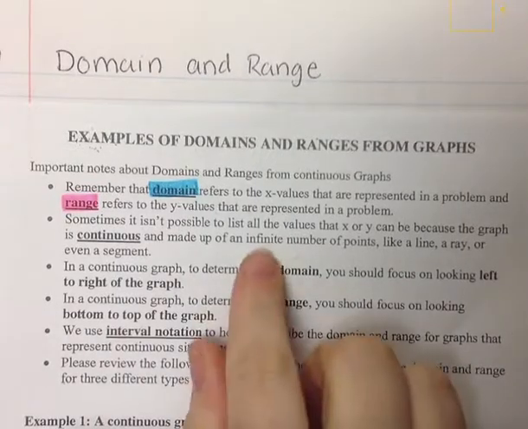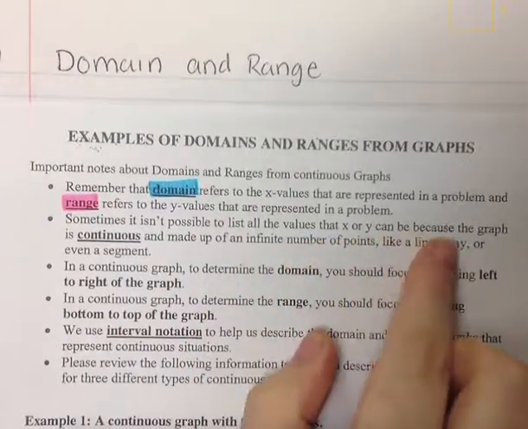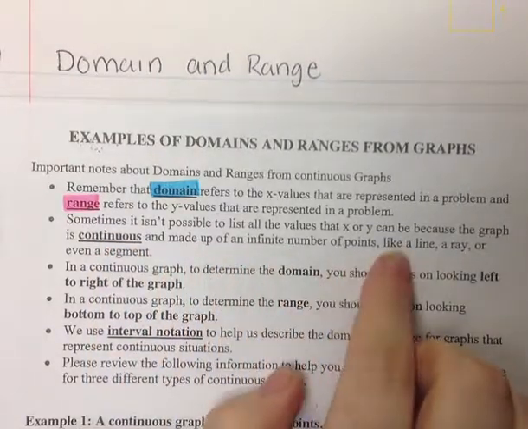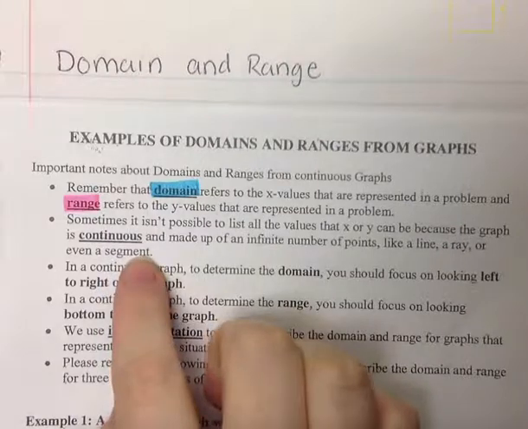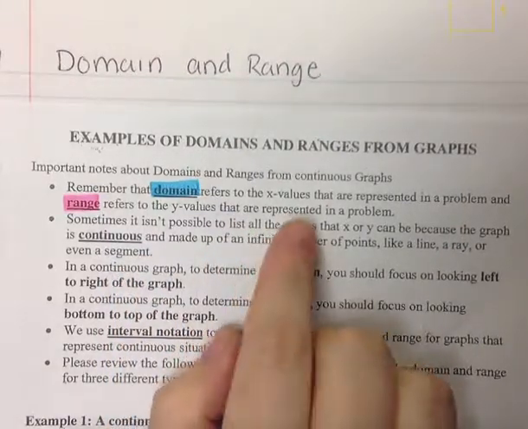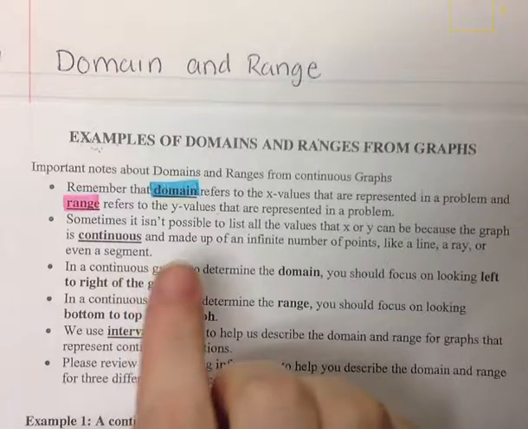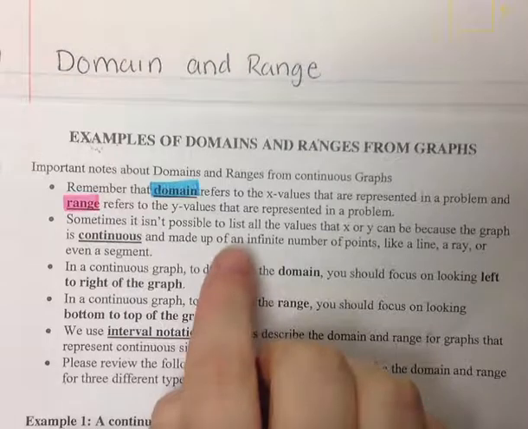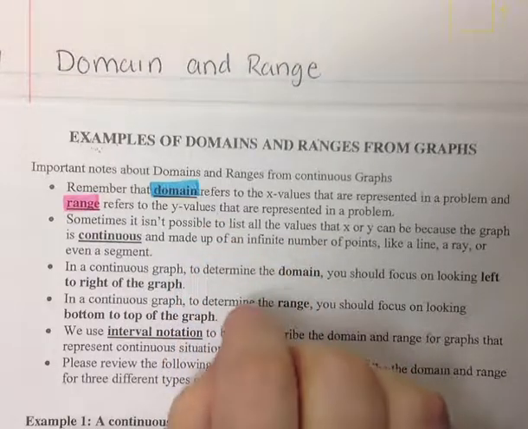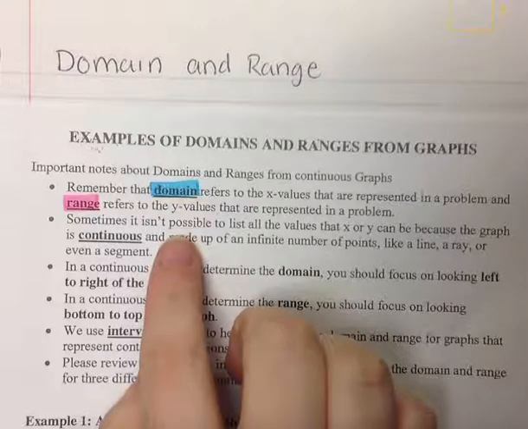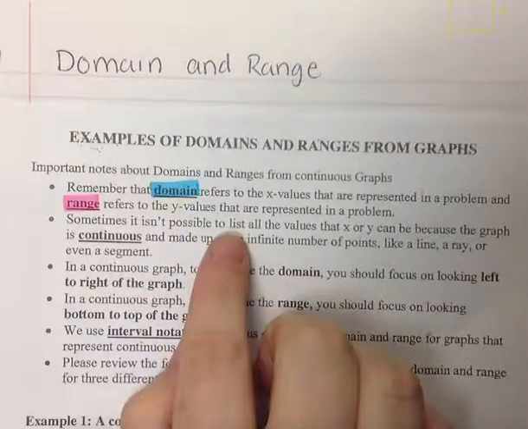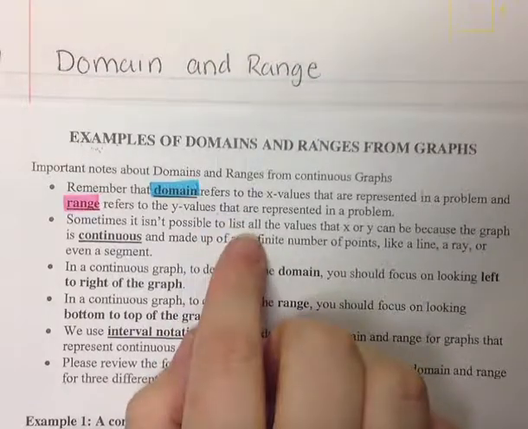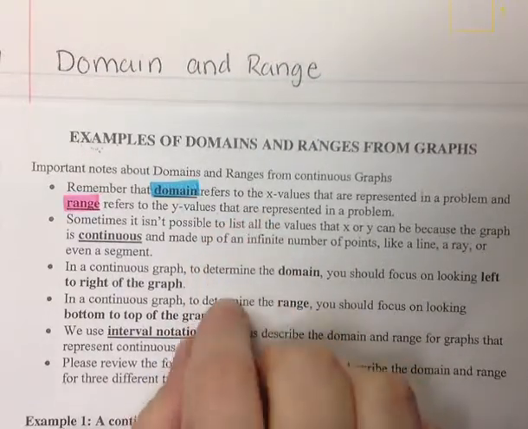Sometimes it isn't possible to list all the values that x or y can be, because the graph is continuous and made up of an infinite number of points, like a line, a ray, or even a segment. So if I know that my line is going to continue to the left, I cannot list every single number. That would include 0, -1, -2, -3, but every number in between those as well. So it is difficult to list every possible value of the domain or range, and we use other ways of writing domain and range.